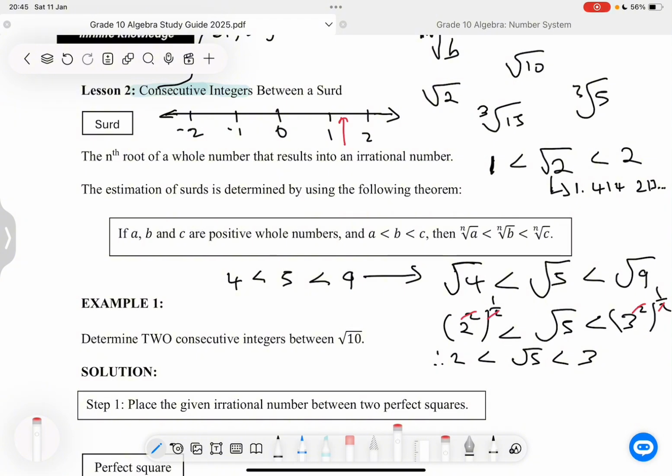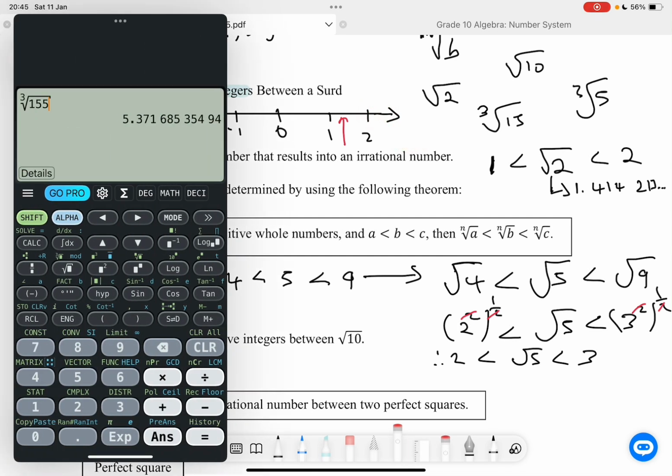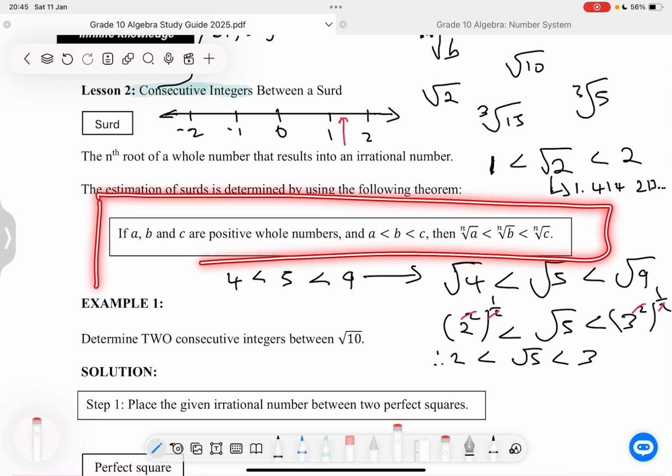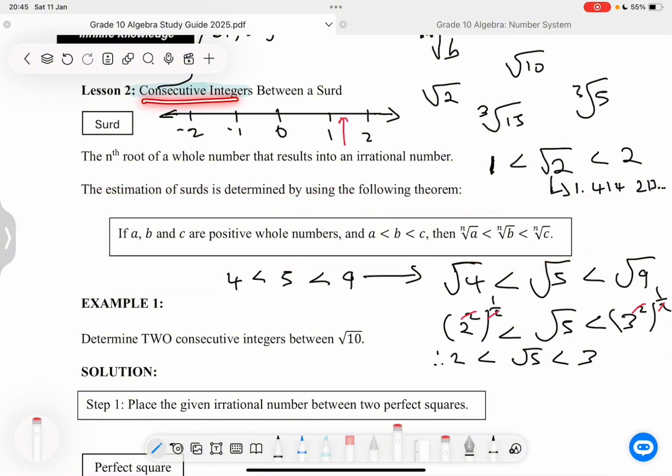We then have an estimate. It means on our number line, if I come between the numbers 2 and 3 somewhere here, right, that's where you'll get root 5. And in fact, we can check root 5 using a calculator to see what is the square root of 5. And actually it comes out to be 2.23607 and so forth, right? And you can see that that number is less than 3 and is bigger than 2, right? So this is a theorem that we are going to use when we try to find two consecutive integers that put a surd in between.